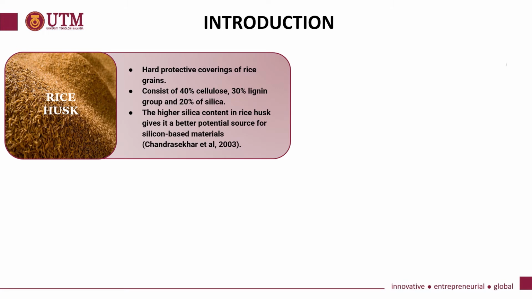Firstly, for the introduction, the rice husks are the durable protective coatings of rice grains that are removed from the grains during the milling process. The rice husk contains around 40% cellulose, 30% lignin and 20% silica. The rice husk is used as a source of raw materials for various manufacturing applications. According to Chandrasekhar et al. 2003, the high silica content in rice husk gives it better potential as a source for silicon-based materials.